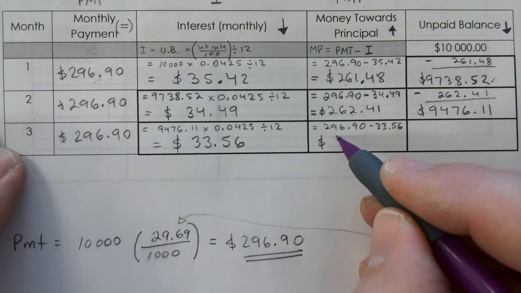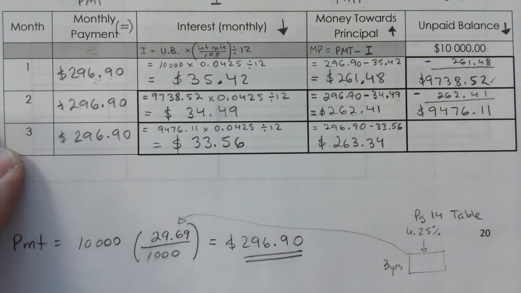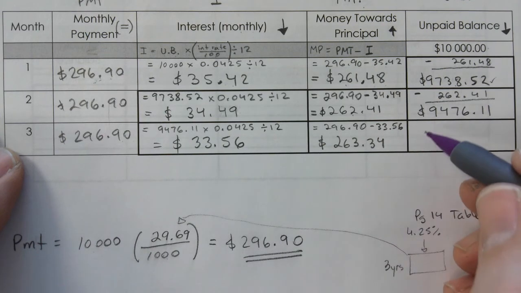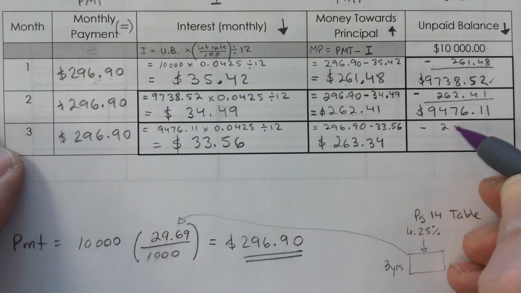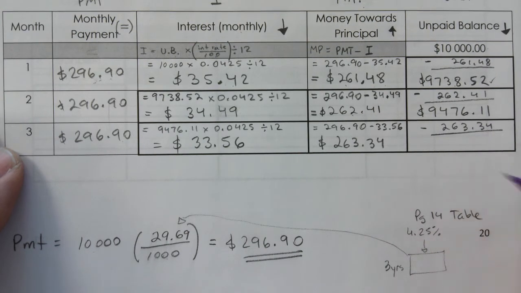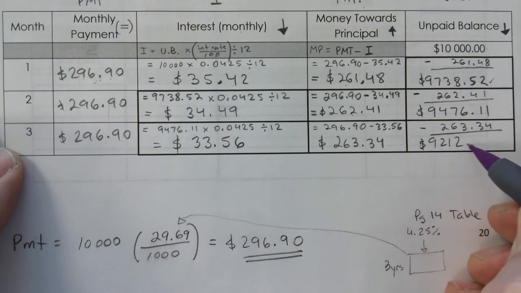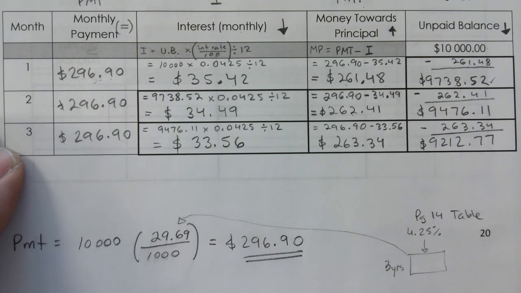That's 263.34. And so that means that my loan is now going to be that much less. That is $9,212.77.